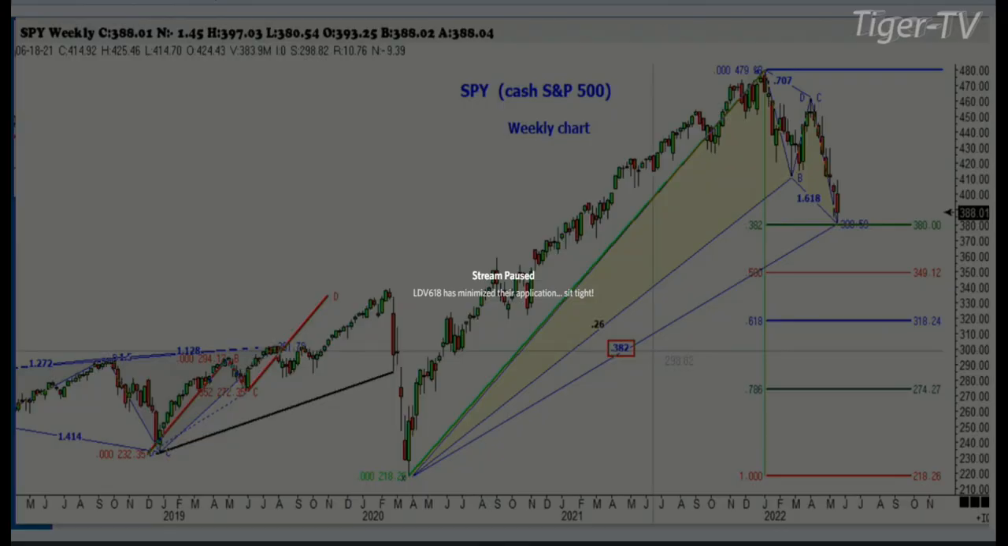I really appreciate it. There's another example, folks, of that 382 working just absolutely perfectly in the weekly of the S&P cash. And also, I wanted to bring this up to you one more time, since we're talking about 382s today.